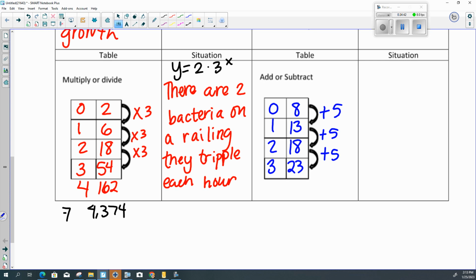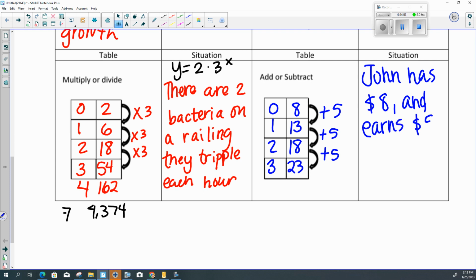Okay, and the situation this might represent: John has $8 and earns $5 per lawn he mows.